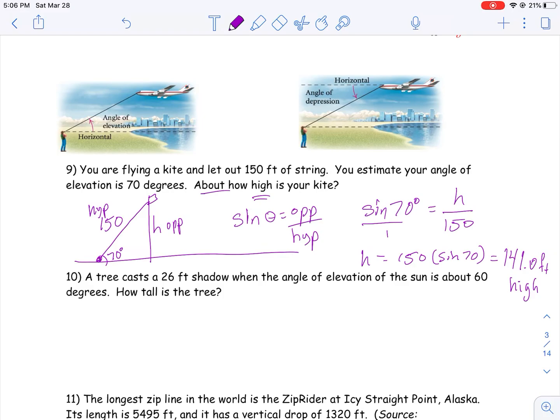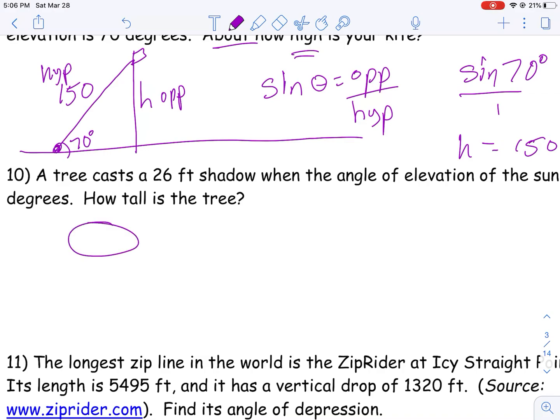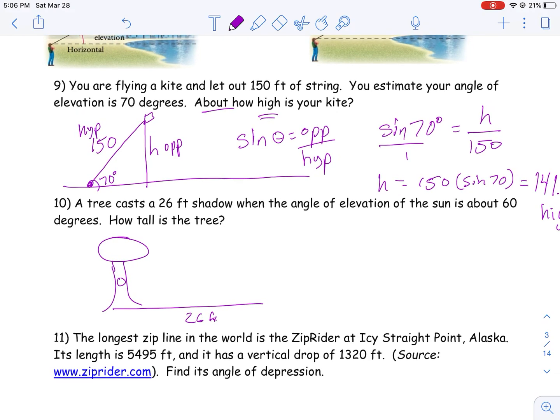Let's take a look at number 10. Number 10, we have a tree. It cast a 26-foot shadow when the angle of elevation of the sun is about 60 degrees. My sun is here. Angle of elevation is 60 degrees. So in this case, I'm looking this way at the horizon, and then I'm looking up at the sun, and that angle is 60 degrees.